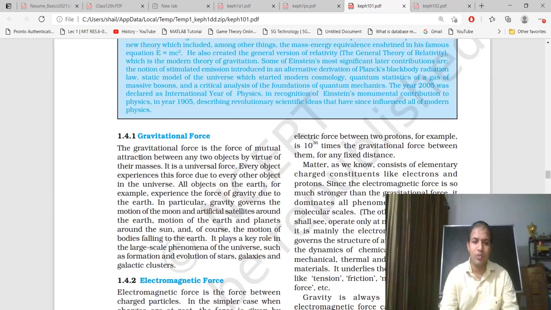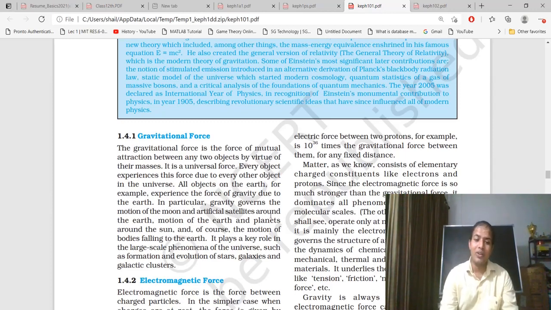Gravitational force, 1.4.1. This is the first force we will see. The gravitational force is the force of mutual attraction between any two objects by virtue of their masses. It is a universal force. Every object experiences this force due to every other object in the universe. All objects on the earth, for example, experience the force of gravity due to the earth.